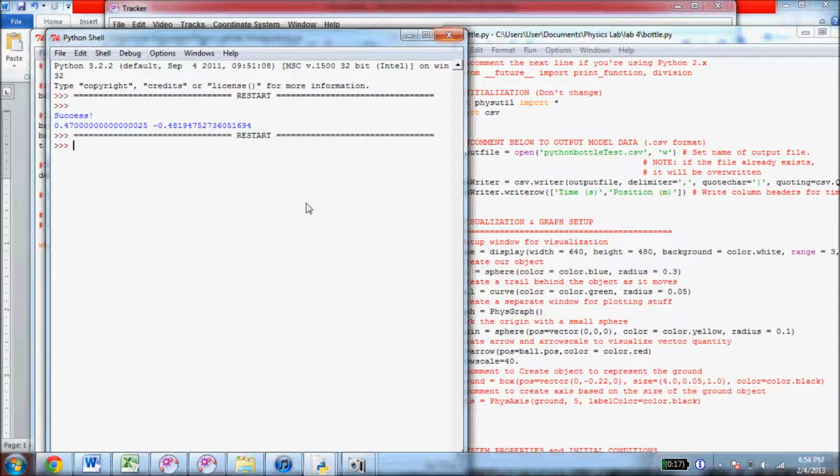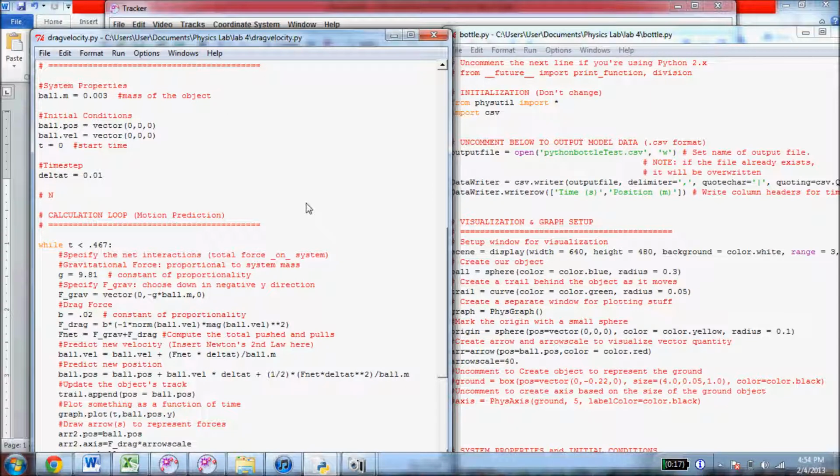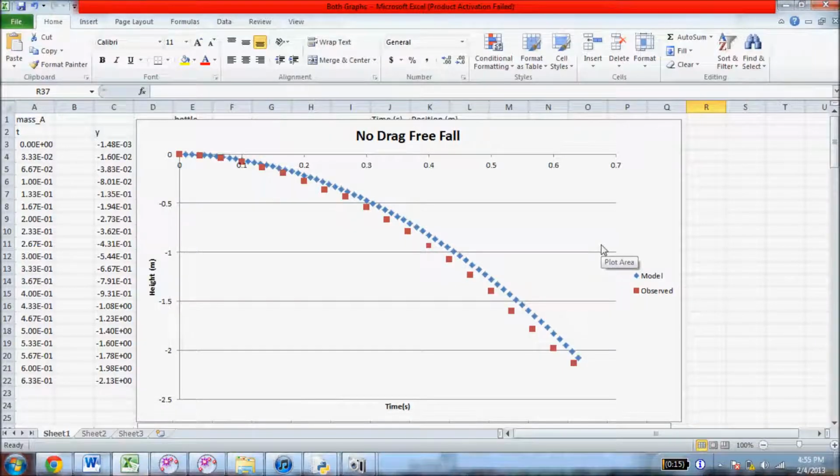Now there is a constant of proportionality which has to be calculated. This was calculated by running the program multiple times and seeing which constant of proportionality fit best. When both the model and the observed data are graphed, they fit together pretty nicely. So our model was a good representation of our observed data.